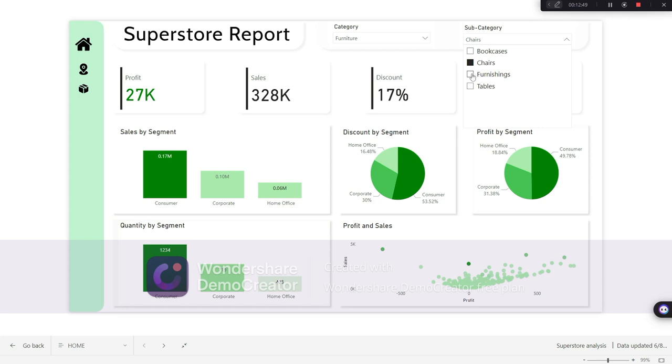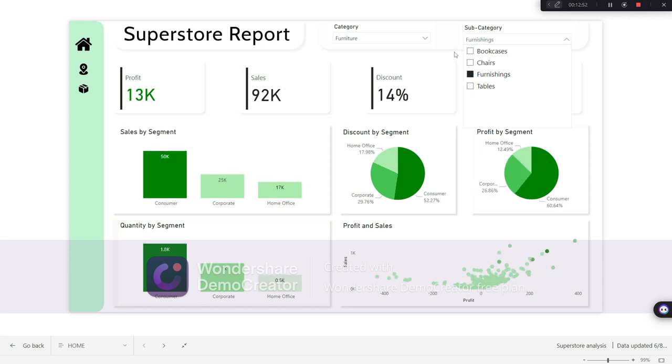Moving further to furnishings, as we see, we made 13k profit on a quantity of about 4k. The relation between profit and sales for furnishings is that if the sales go high, then the profit also goes higher. The same holds for the other charts: sales by segment, quantity by segment, and discount by segment. They show the consumer segment is on top in each.